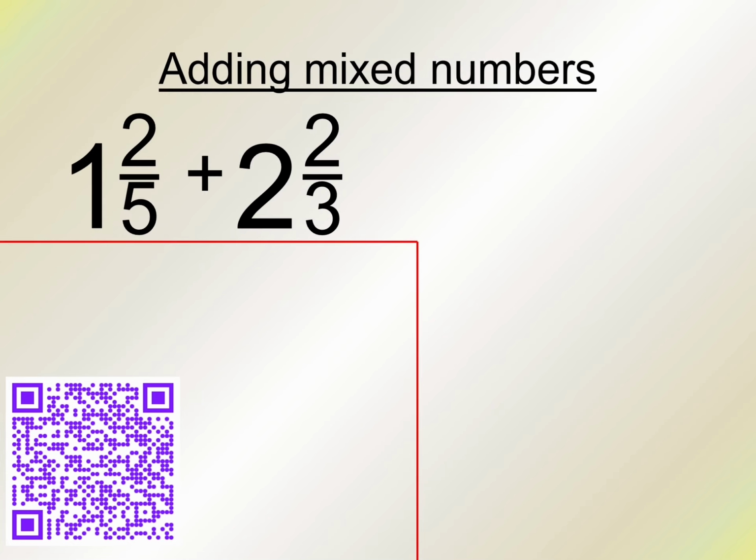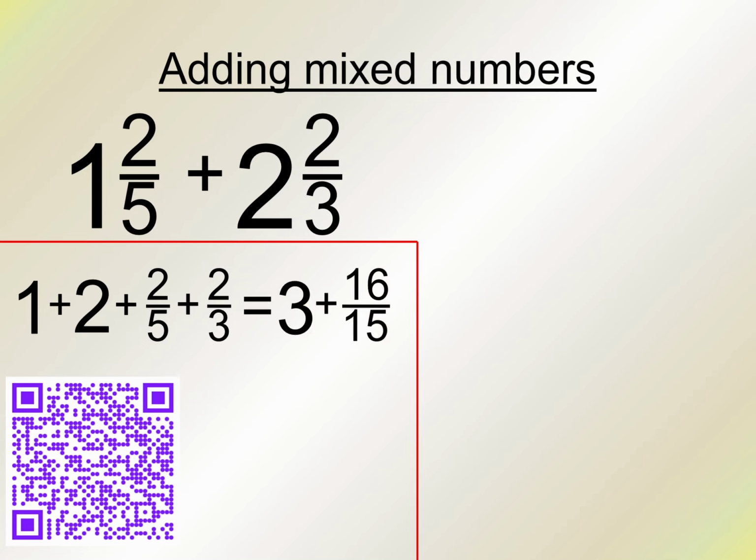Adding mixed numbers. Now there's two ways to look at this. You can look at the whole numbers separately and your proper fractions separately. For instance here, 1 add 2 gets you 3 wholes. And then we look at 2/5 add 2/3.